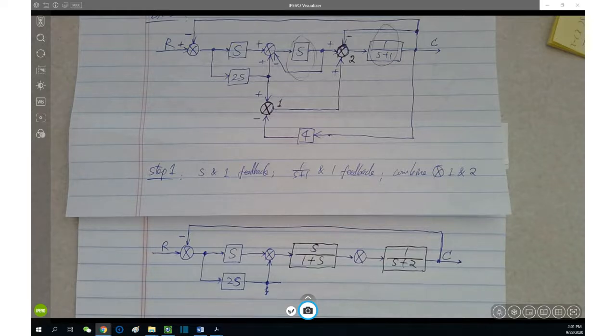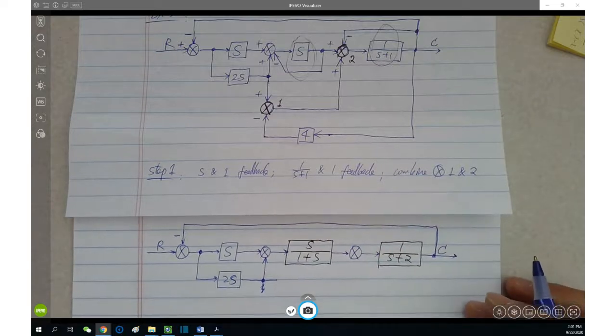I'm sorry, I didn't say anything. Okay, that's why you couldn't hear anything. I'm just sketching, presenting a solution. I'm not talking yet. I want to give you guys a little bit more time to sketch the block diagram. So here is the solution.